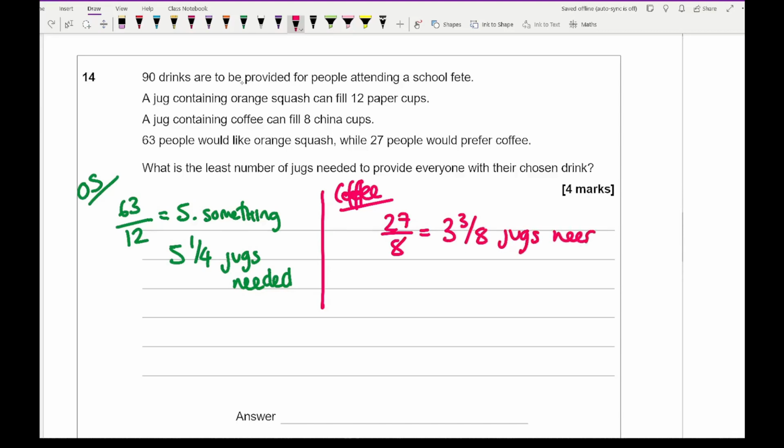Now obviously we're looking at whole jugs, so this is going to be approximately 6 jugs, and this is going to be approximately 4 jugs. So altogether I'm going to need a minimum of 10 jugs.